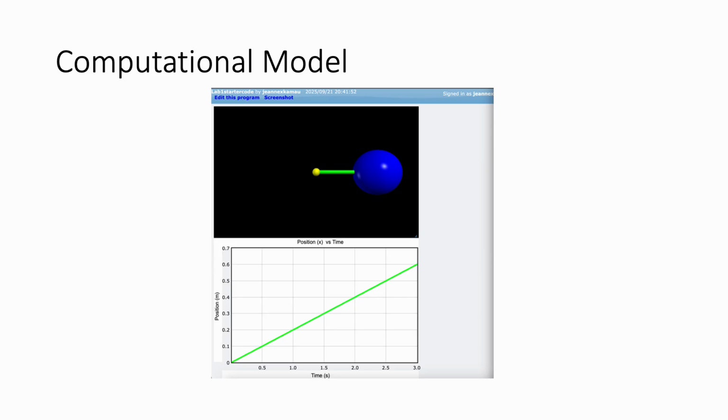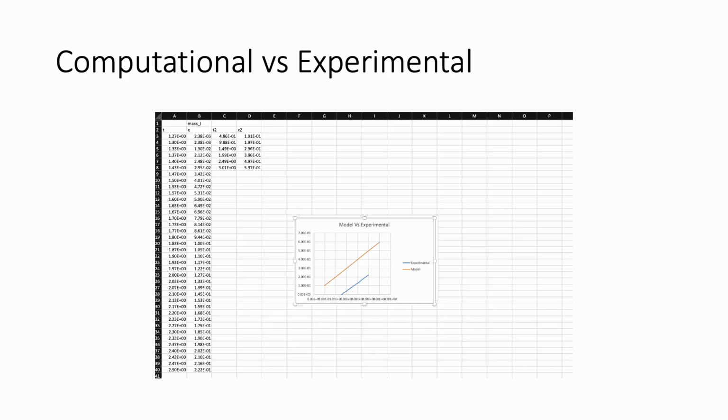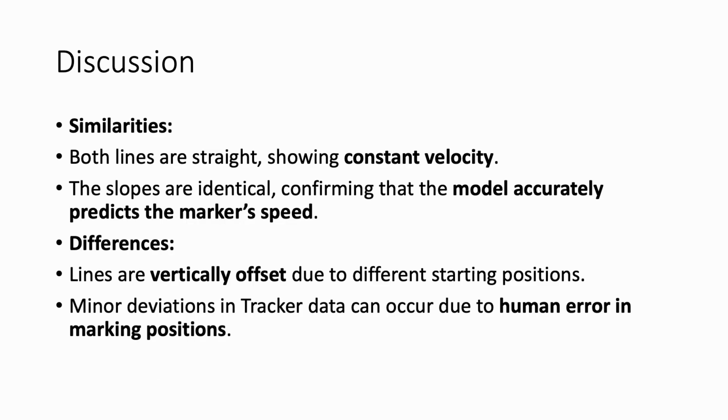Here are the results of the computational model. And here is the computational versus experimental line graph. As you can see, the slopes are almost equal, however, they are placed a bit far apart from each other. The similarities are that both lines are straight, showing constant velocity, and they're identical in slope, confirming that the model accurately predicts the marker speed. The differences are that they are vertically offset due to different starting positions, and this could be due to minor deviations in Tracker data, as well as human error.